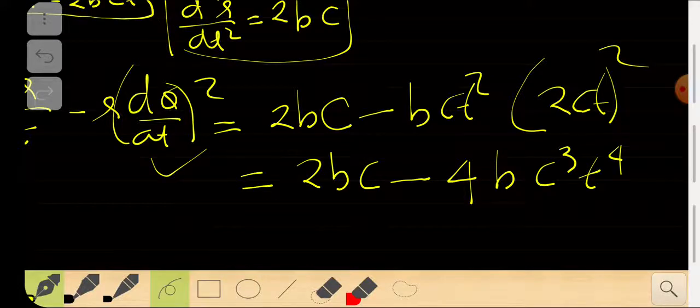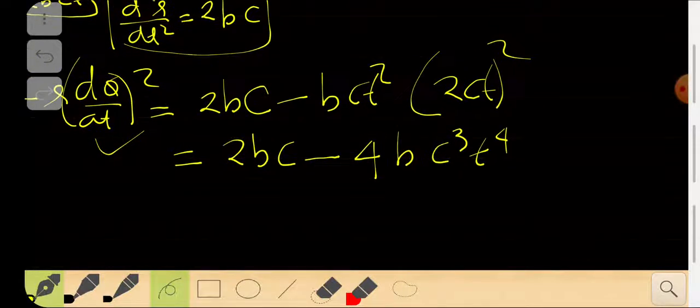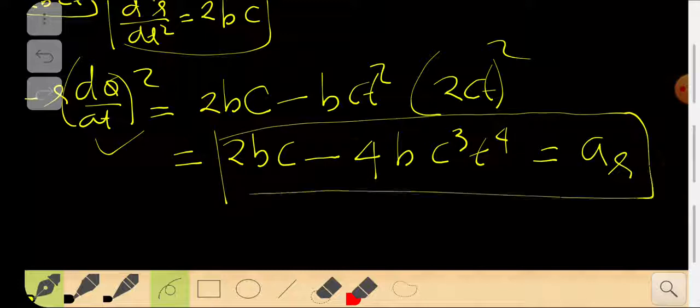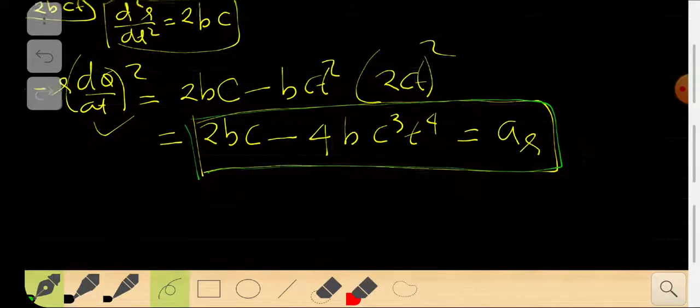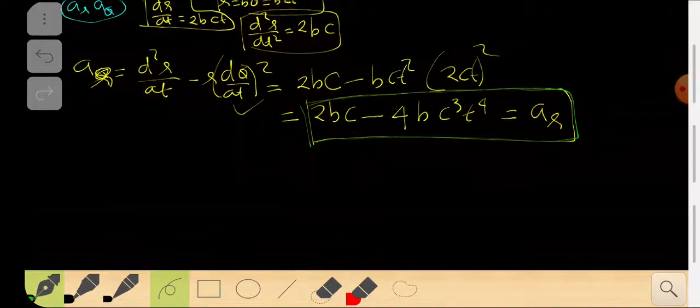Okay, so now substitute those values. So this is the equation of a_r, right? Let's put that in a box, in a different color box so that we can identify that. Okay, so that's a_r, and now let's find out a theta.